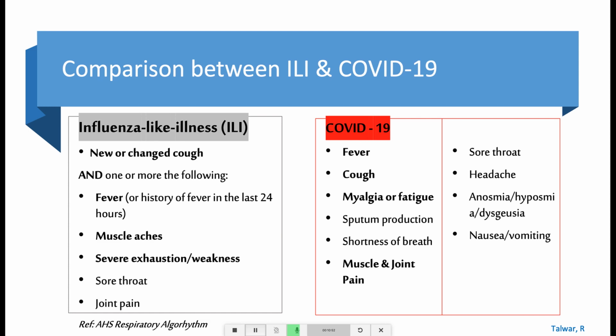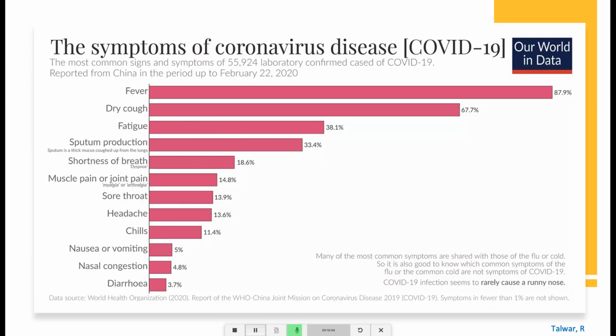So there were a few tables that I looked up from the World Health Organization. And again, this is 2020, showing the percentage. So most common signs and symptoms, almost 56,000 laboratory confirmed cases of COVID-19 reported from China in the period up to February 22nd, 2020. So literally a couple months ago here.